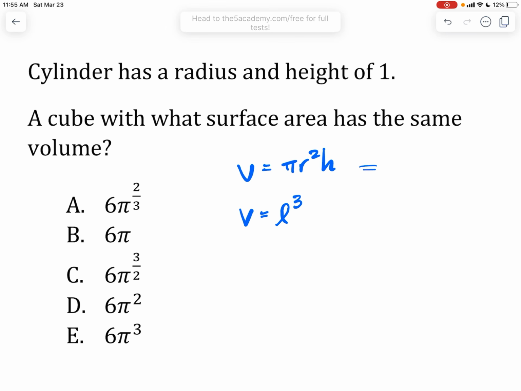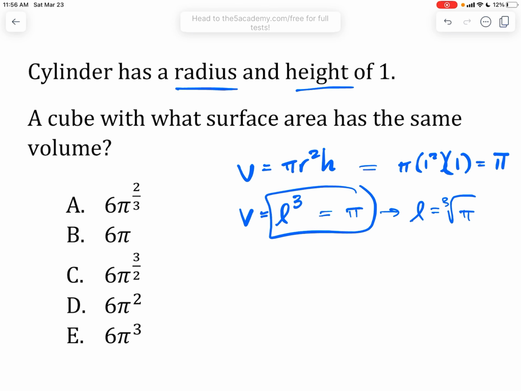So volume of this cylinder is going to be radius is equal to 1, height is 1. Pi times 1 squared times 1 is equal to just pi. Okay, so your volume is just pi. That means your volume here is also just going to be pi, which means I can actually solve for the length, and that's going to help me actually here. The length is just going to be third root of pi, right?